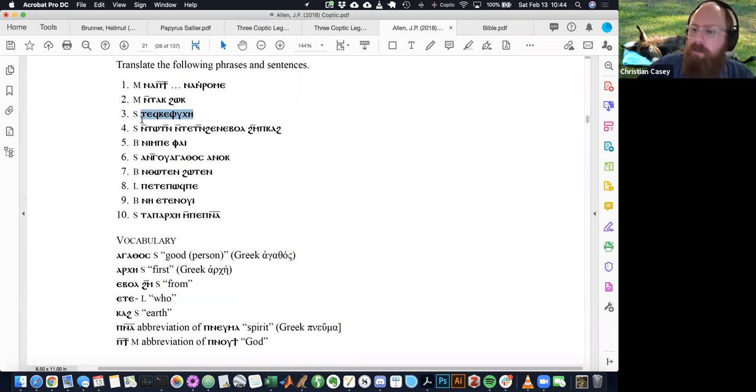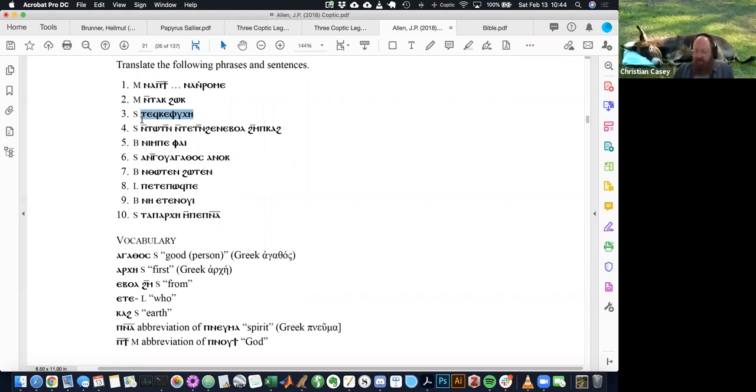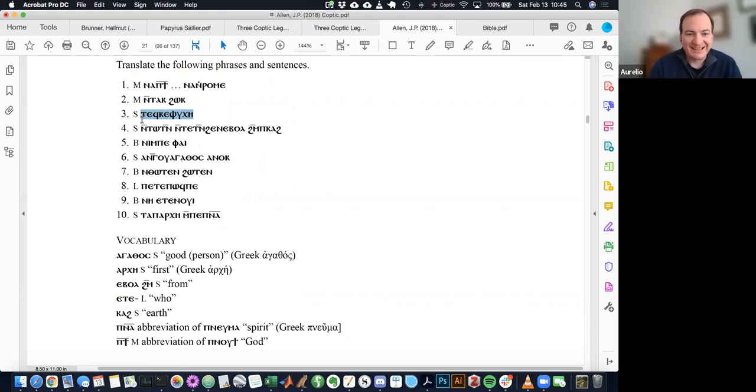Stop me if there are any questions about that, but if not, we will go back to Aurelio to number 3. I'm getting lucky here with the Sahidic. So tefke psuke, psuke being soul, tef psuke would be his soul, and with the ke in between, I would say his other soul. Yeah, so that's weird, right? His other soul. How many is he supposed to have?